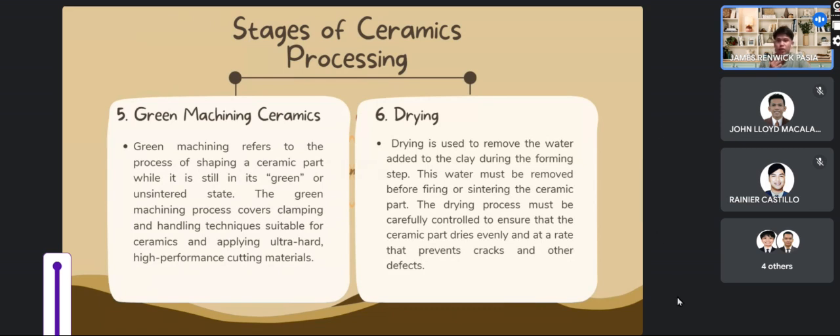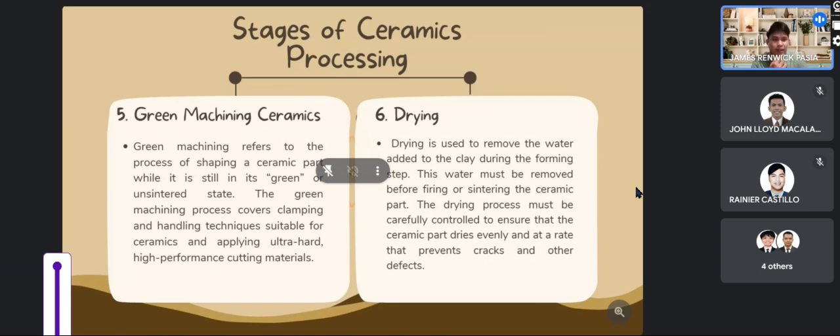The fifth stage will be green machining ceramics. Green machining refers to the process of shaping a ceramic part while it is still in its green or unsintered state. The green machining process covers clamping and handling techniques suitable for ceramics and applying ultra-hard, high-performance cutting materials. Green machining allows for the creation of complex shapes and features that may not be possible using traditional forming techniques. It also allows for higher tolerance and higher precision in the final product.